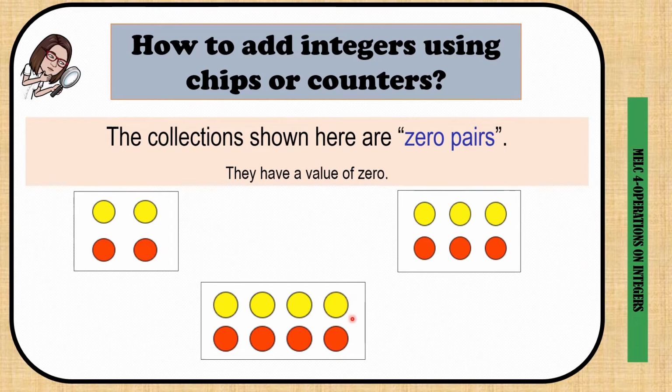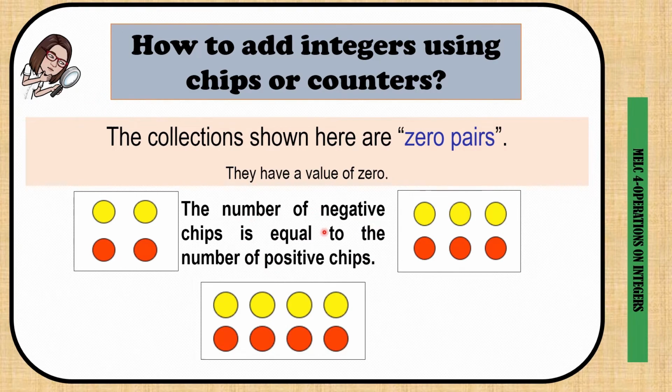If you can remember, when I discussed with you about additive inverse, it was shown there that if they have opposite signs of integers, they will give you a zero answer. So this is known as the zero pairs. The number of negative chips is just equal to the number of the positive chips. That makes it equal to zero.